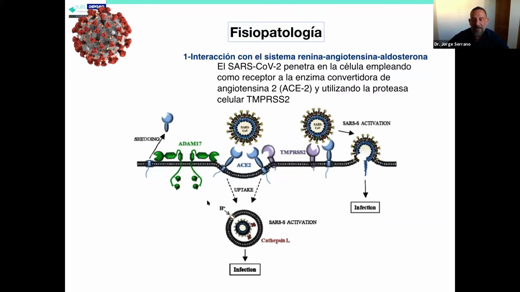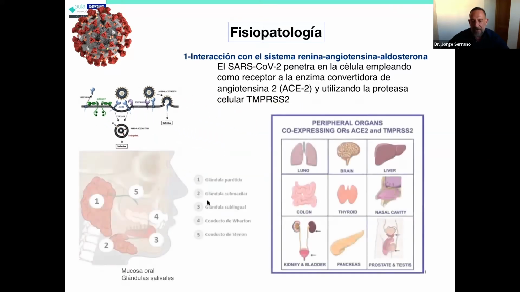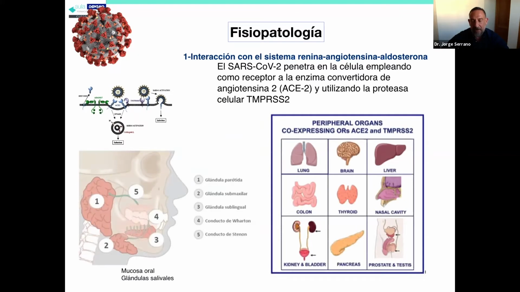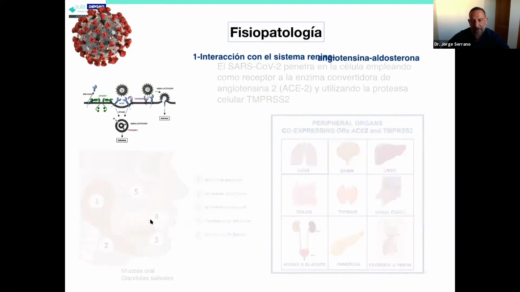What is the interaction of the virus with the organism? First of all, it interacts with the renin-angiotensin-aldosterone system. It has been seen that in order to enter into the cell, it uses as a receptor the ACE2, angiotensin converting enzyme 2. And it also uses the cellular protease TMPRSS2. If we see in which organs these proteins are expressed, we can also have an idea of the different effects. For example, where are these proteins expressed? In the lungs, in the brain, the nasal cavity, in the colon, in the pancreas, in the kidneys, prostate and testes, and also, especially, in the oral mucosa and the salivary glands. So, the oral cavity would be a way of entrance for the infection and also an important reservoir to spread the virus afterwards.